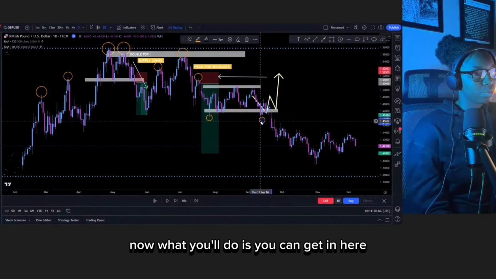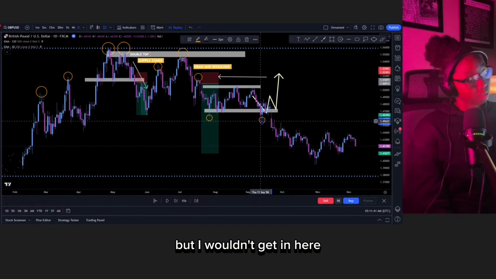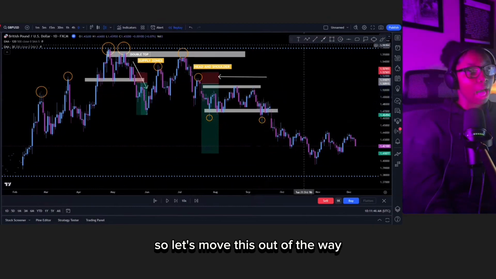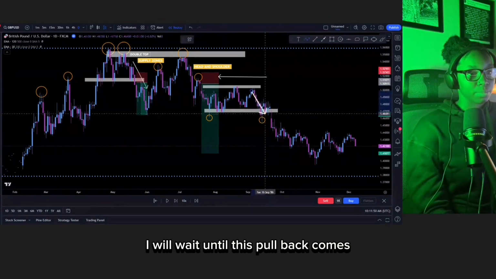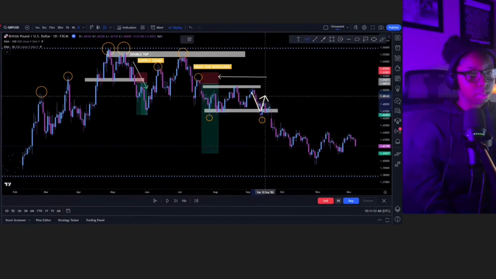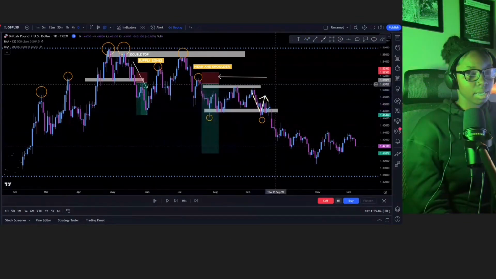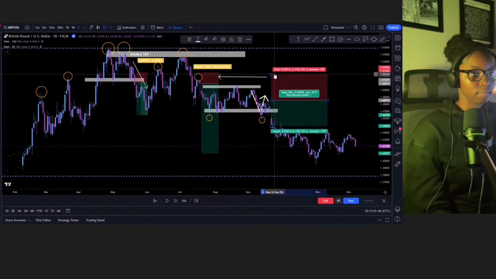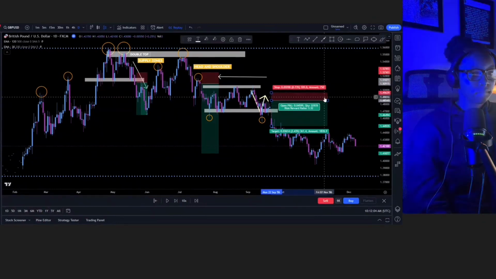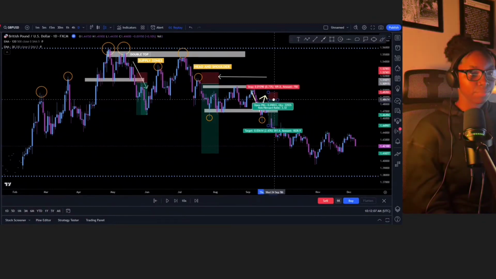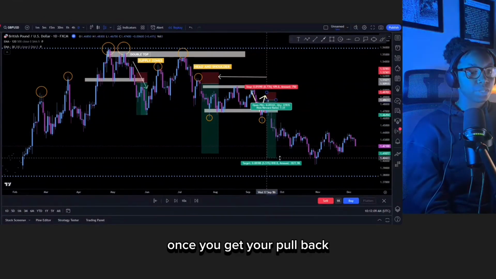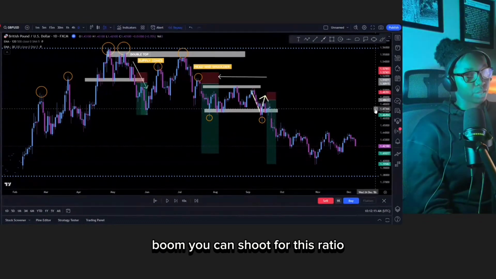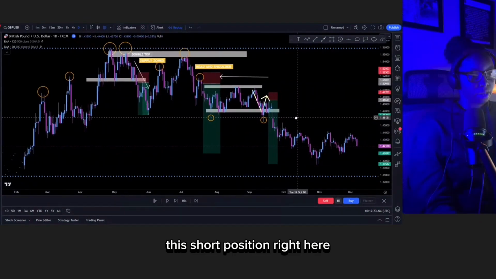Now what you can do is get in here, but I wouldn't get in here. I will wait until that pullback comes. So let's move this out of the way. I will wait until this pullback comes back up here, and then once you get your pullback, boom, you can shoot for this ratio, this short position right here.